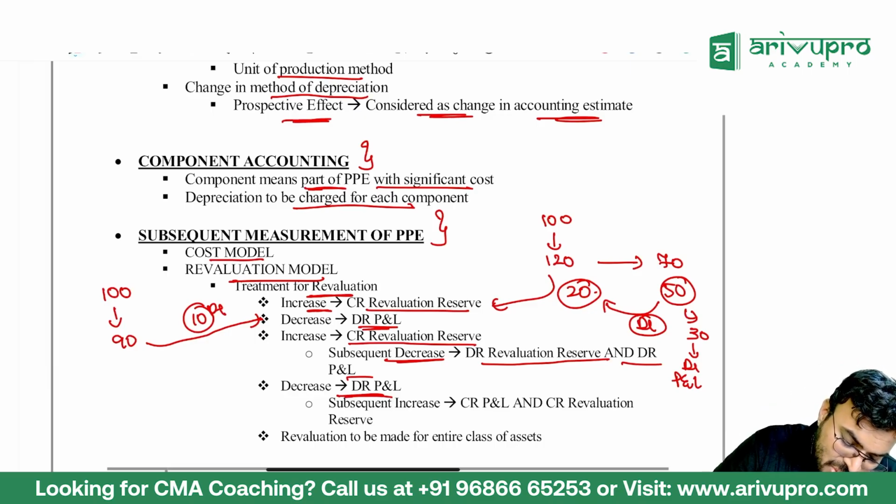Now see, understand this. I have decreased it to 90, right? I have decreased it to 90. In future, this becomes 130.